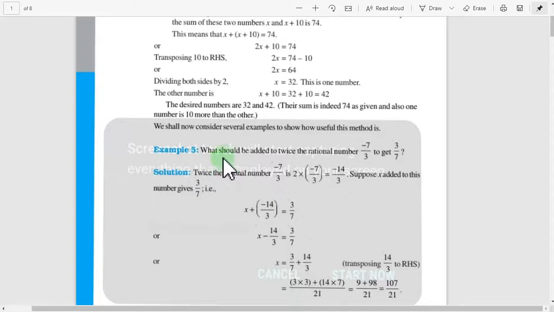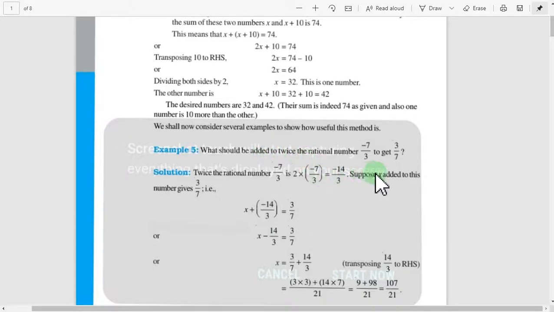Next question, what should be added to twice the rational number minus 7 by 3 to get 3 by 7? First we will convert this statement into an equation. What should be added means that number is not known, so we will take that number as x. Before that, twice the rational number minus 7 by 3 means 2 into minus 7 by 3. If you multiply this, you will get minus 14 by 3.